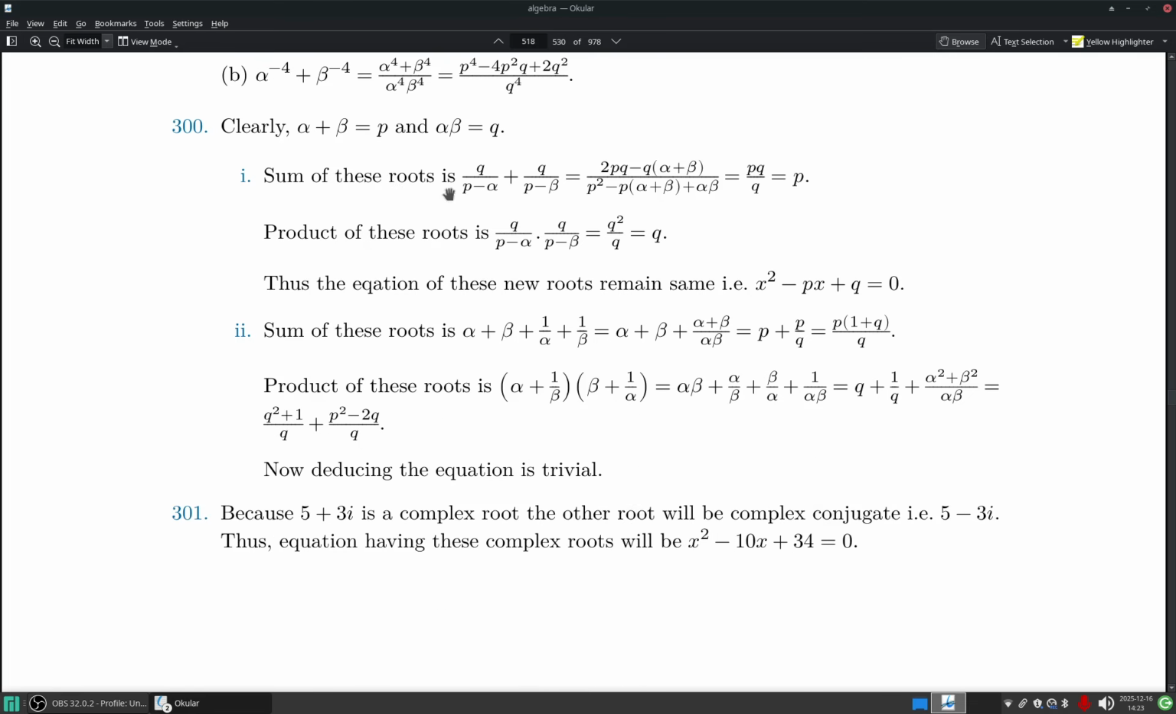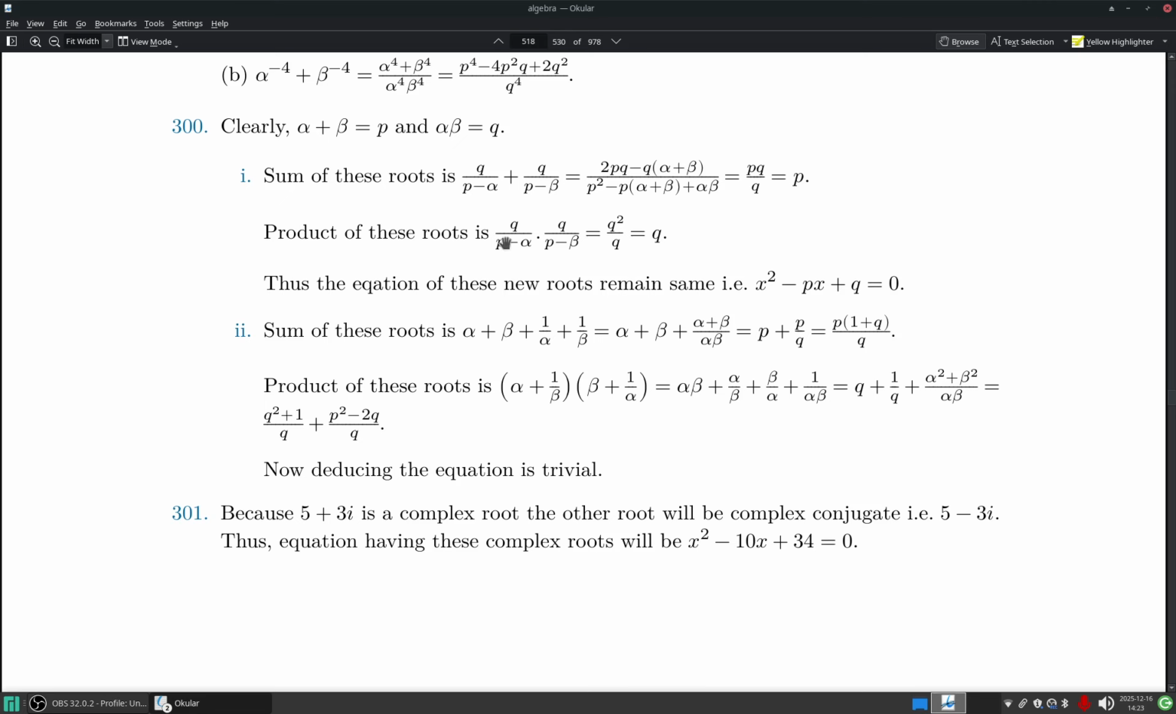So for the first part, sum of roots would be, we take LCM, it will be 2pq minus q into alpha plus beta, and denominator would be p square minus p into alpha plus beta plus alpha beta. Now we put the values of alpha plus beta and alpha beta, we get pq by q, that is p. Product of these roots would be q square by q. So that is also q.